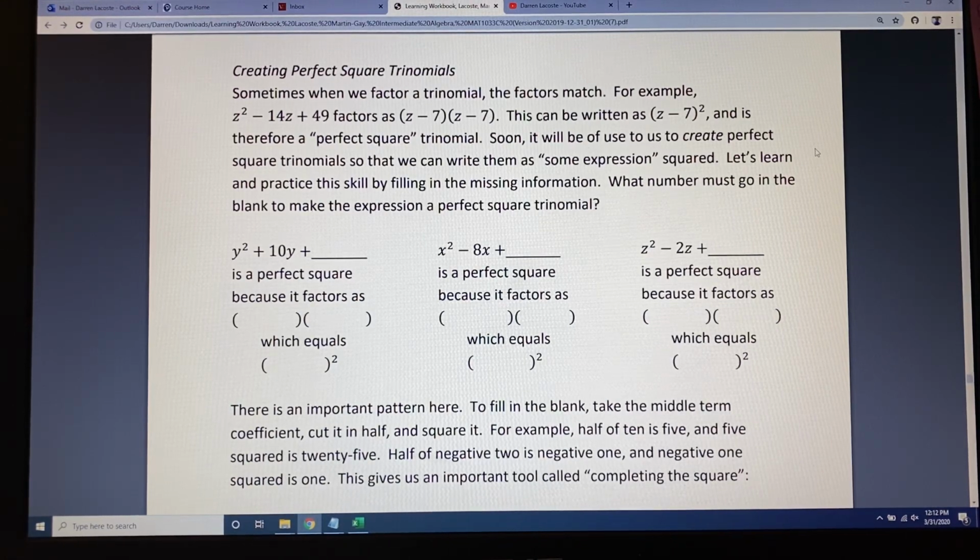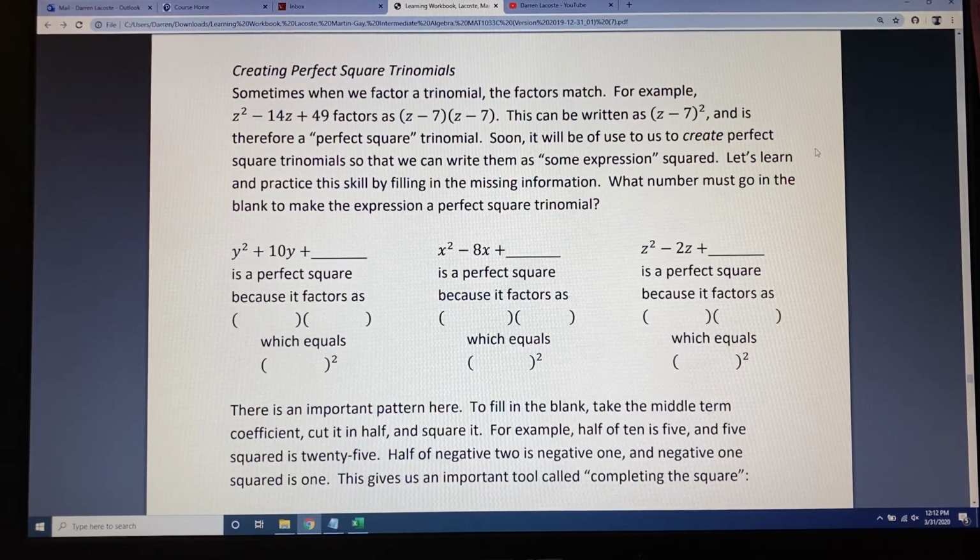Creating perfect square trinomials. Sometimes when we factor a trinomial, the factors match. For example, z squared minus 14z plus 49 factors as z minus 7 times another z minus 7. This can be written as z minus 7 in parentheses squared, and is therefore a perfect square trinomial. Soon, it will be of use to us to create perfect square trinomials so that we can write them as some expression squared. Let's learn and practice this skill by filling in the missing information.